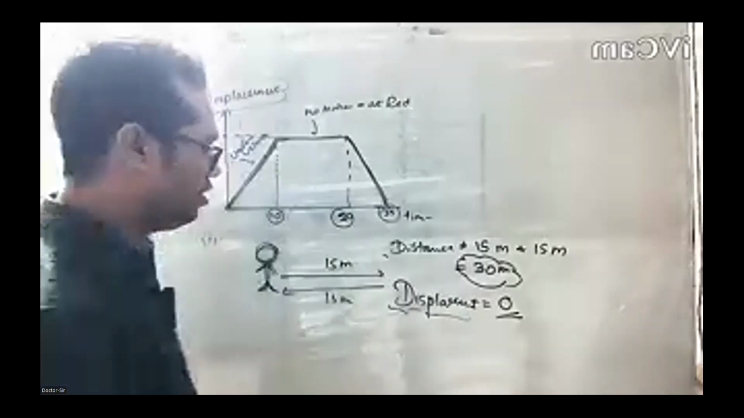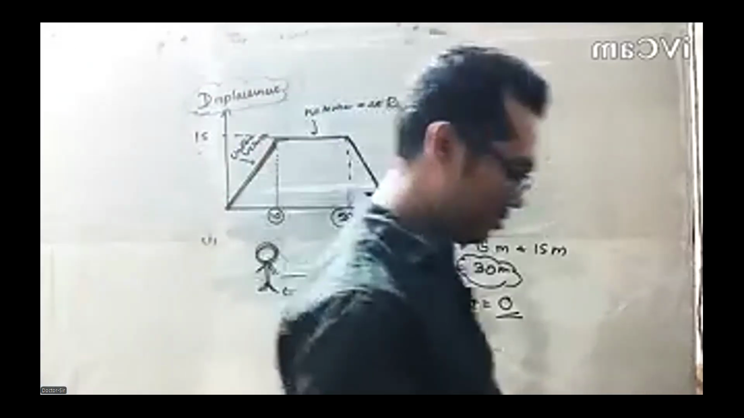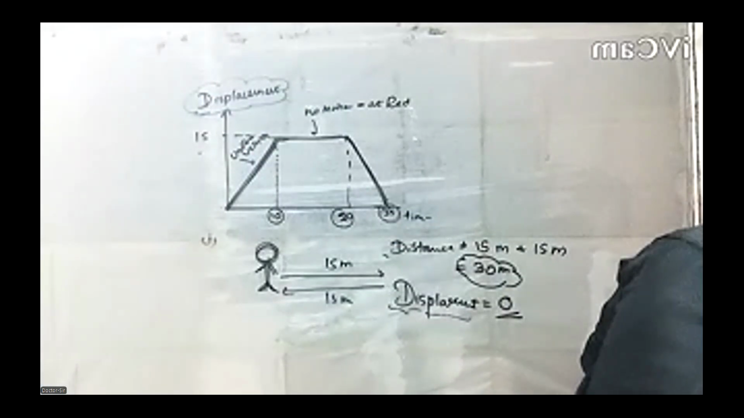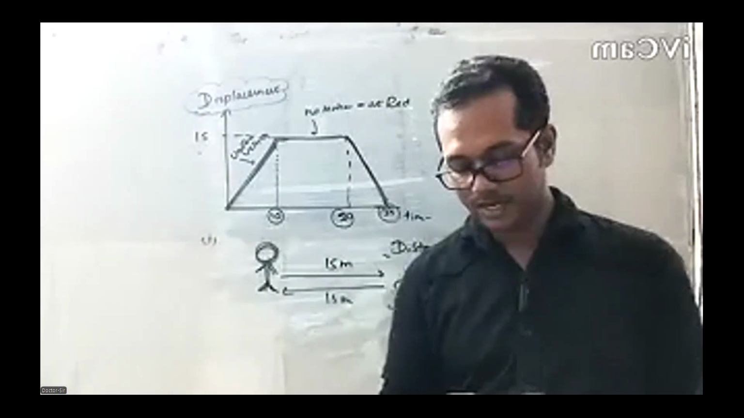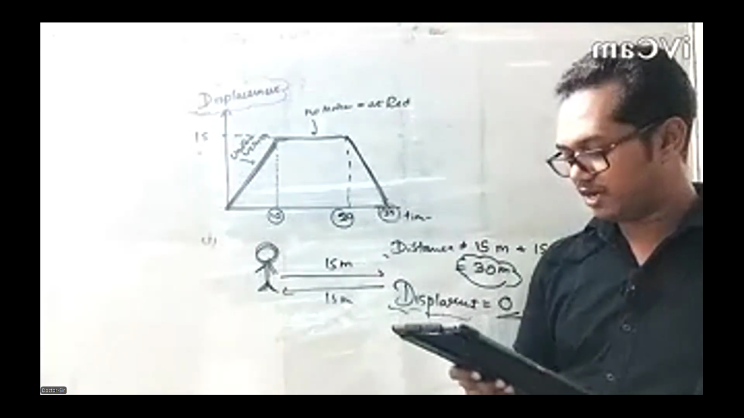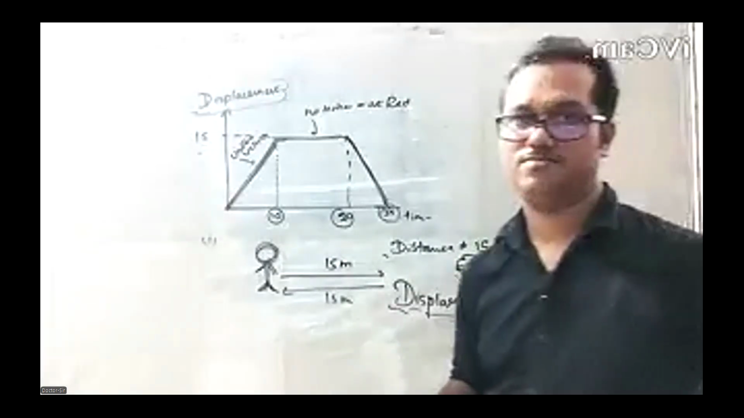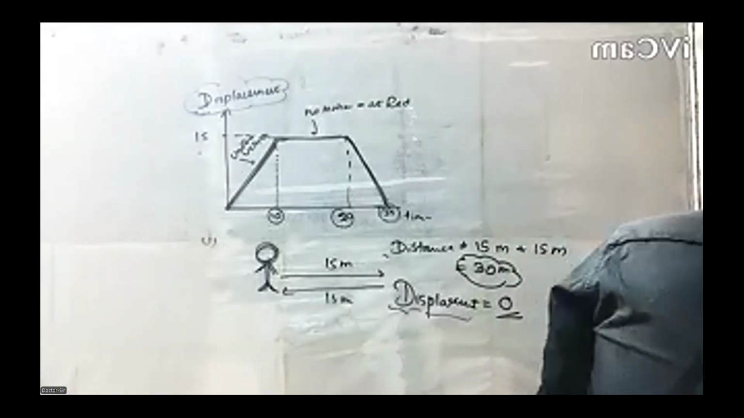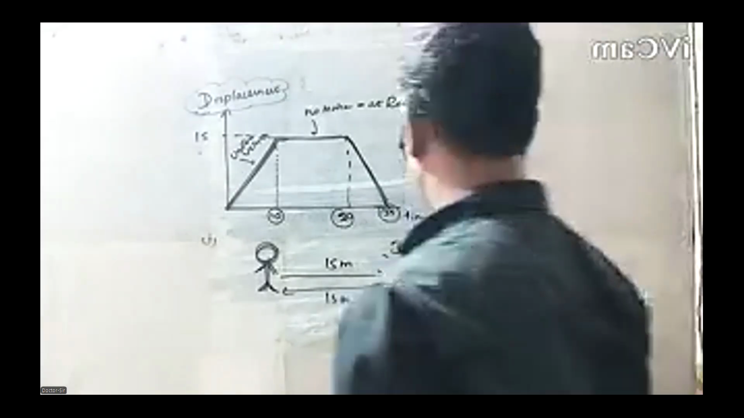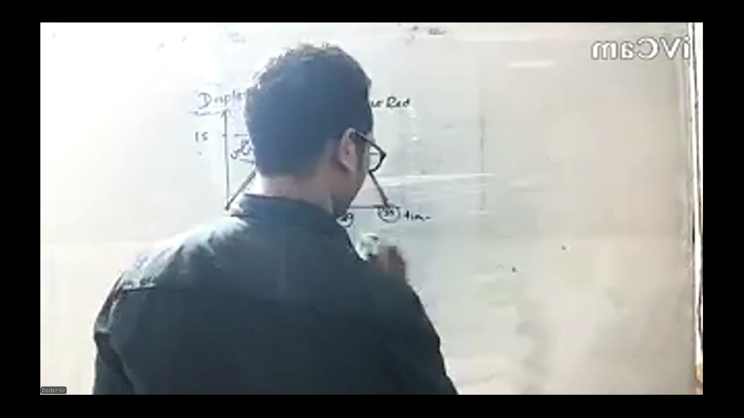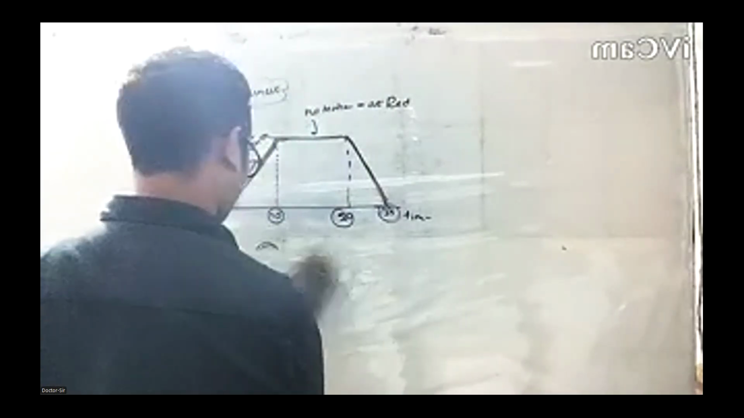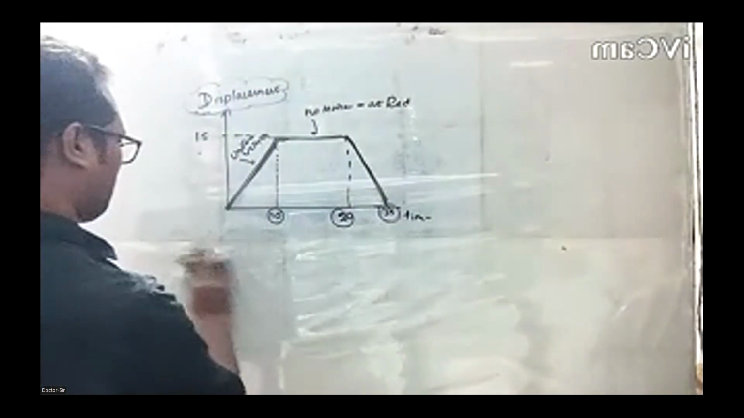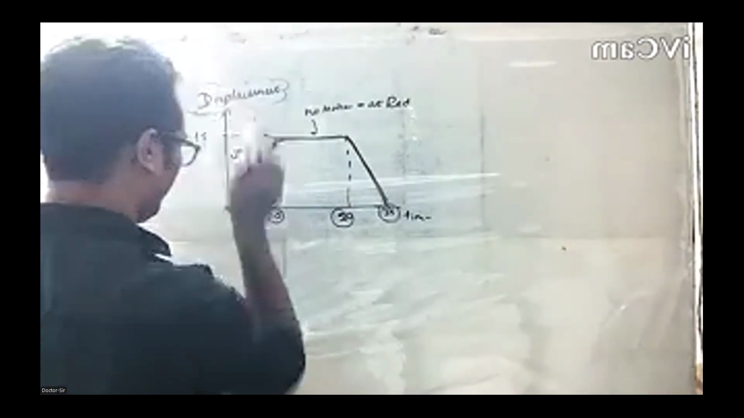No change. Right. Okay. So 0. Then draw the velocity-time graph for the whole motion. Right. So you are asked to draw a velocity-time graph. I hope you all have the ability to draw.